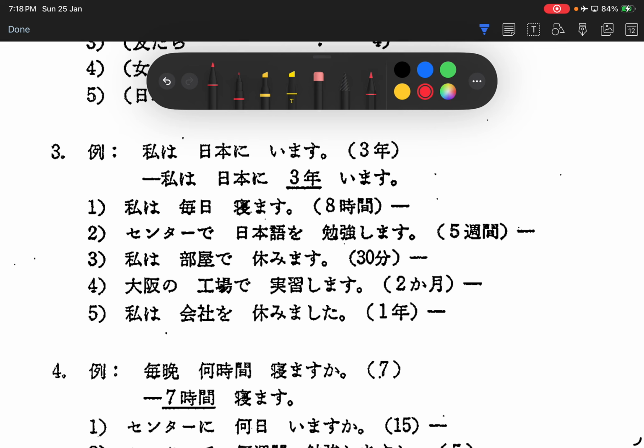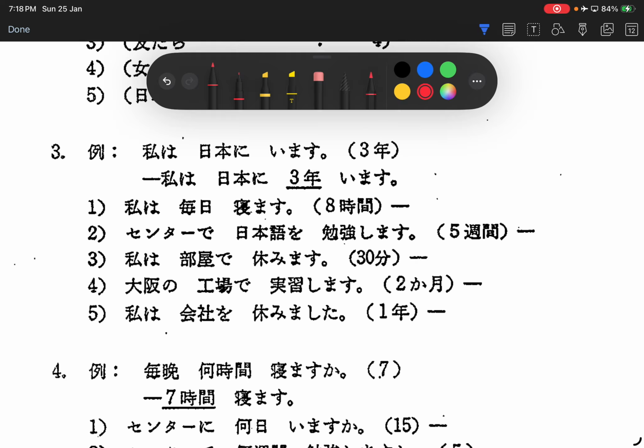Right, number 1. 私は毎日寝ます。bracket 8時間。Warren? 8時間寝ます。私は毎日8時間いました。Why you past tense? 毎日寝ます。That means you are still sleeping 8 hours a day. If you say 毎日8時間寝ました, means last time you sleep 8 hours. Then now you sleep what, 1 hour. Alright, so we are still sleeping 8 hours, okay? 毎日8時間寝ます。Don't need to change anything, just put it in only.